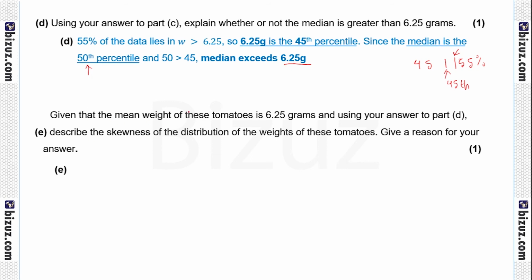All right. Given that the mean weight of these tomatoes is 6.25 grams, and using your answer to part D, describe the skewness of the distribution of the weights of these tomatoes. Give a reason for your answer. All right. So the mean is 6.25 grams, and we found that the median exceeds 6.25 grams. So, in other words, the median exceeds the mean. And if that happens, we know that the data is negatively skewed.